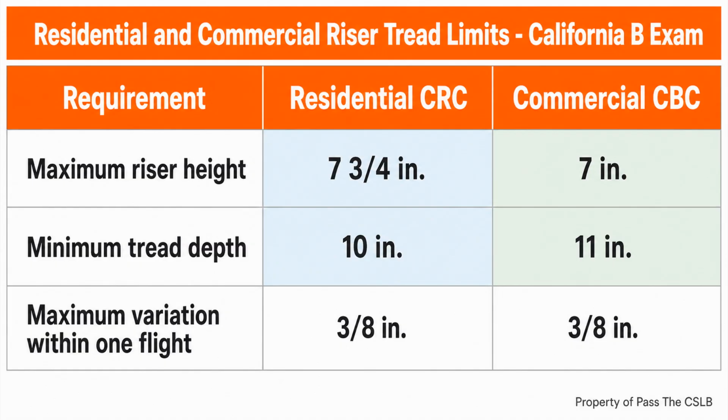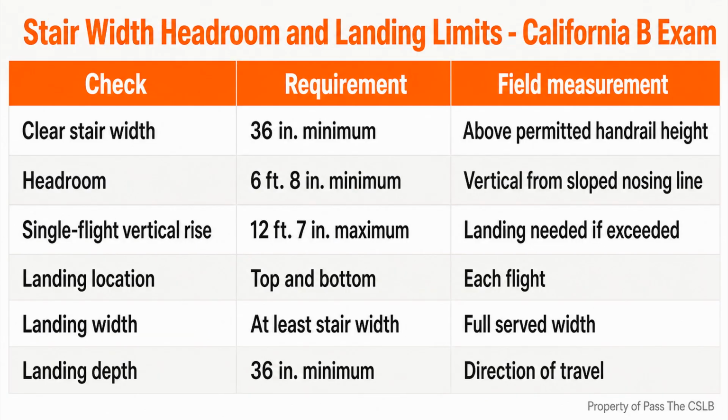A single residential flight cannot exceed 12 feet 7 inches of vertical rise without a landing breaking the flight. A floor or landing is required at the top and bottom of each flight. The landing has to serve the full stair width, and for a standard straight run, the depth in the direction of travel is at least 36 inches. This reference groups the spatial checks that are easy to miss when attention stays on the stringer cuts. I check width, headroom, total flight rise, and both landing transitions as separate items.